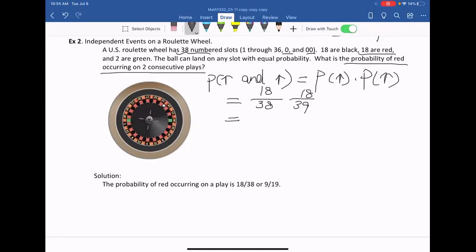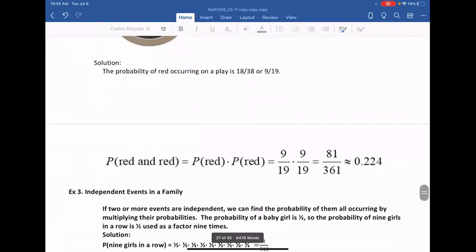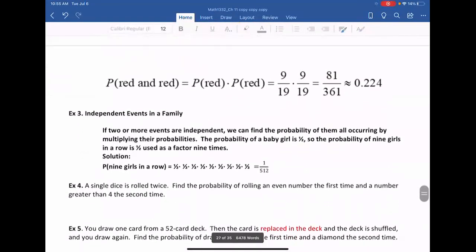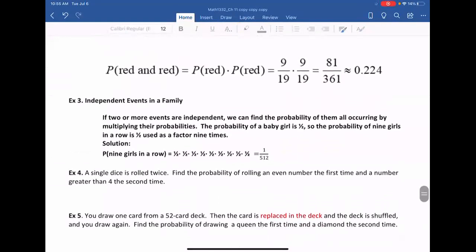Let's simplify this. Let's divide by 2, that is 9, and divide by 2, that is 19. That is 9 over 19 times 9 over 19. The result is 81 over 361. It's about 0.224. Okay, let's move on. Oh, I have the solution here.